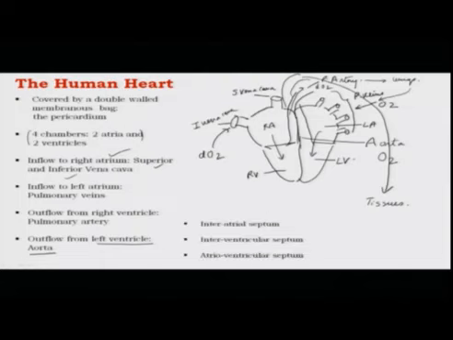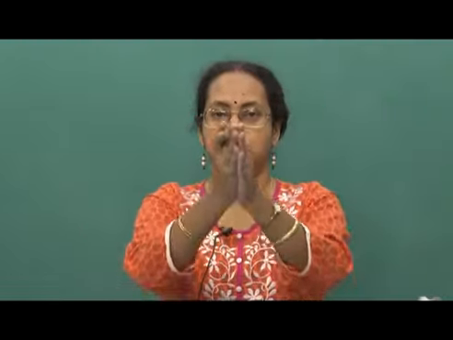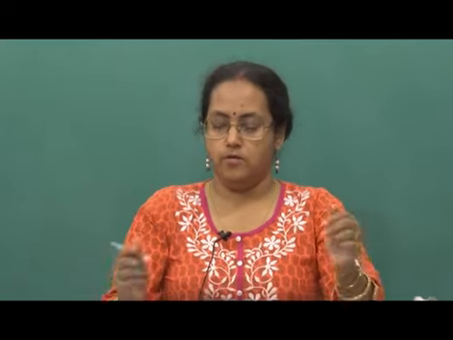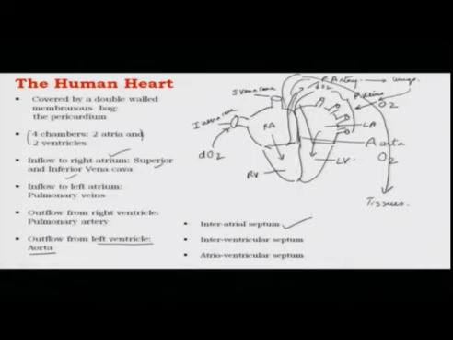Now, there are other structures within the heart. Let me explain to you. There are the 2 atria. Between the atria there is a partition which is called the interatrial septum. Then between the ventricles there is also a separating membrane which is called the interventricular septum. The interatrial septum is here.